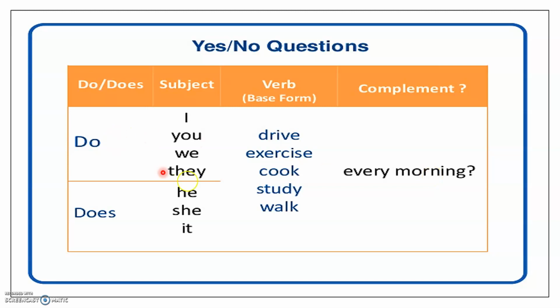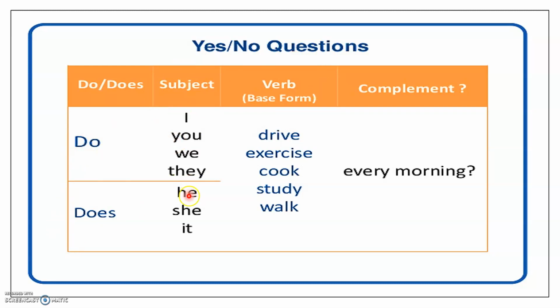For example, do they cook every morning? We started the question with do because we're talking about the subject they. Okay, for example, do you drive every morning? So according to the subject, you need to start the question with do or does. After the subject, we need to have the base form of the verb.